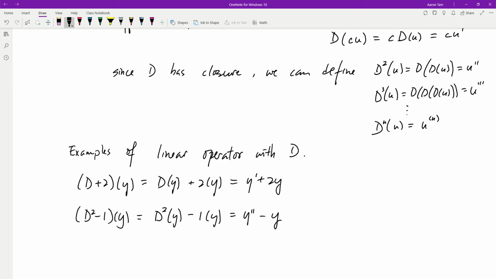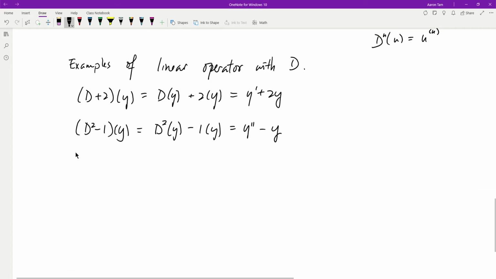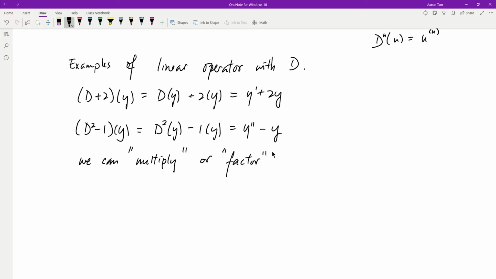The interesting thing about writing using differential operators is that it allows us to actually combine linear operators together as well as break them apart. So to give you an example, one interesting thing about it is that we can actually, quote unquote, multiply or factor linear operators like this. Example.